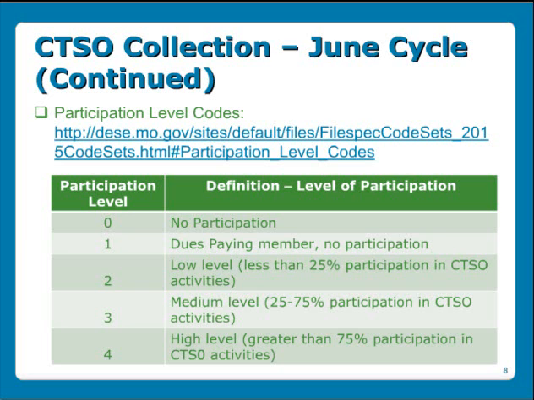A low level might be that they're only participating in very minimal projects at the local level. A medium level might be something where they're doing things at the local level as well as maybe district and state levels. High levels would be things such as participating as perhaps a national officer, a state officer, those sorts of things. Again, it's left up to the local districts to decide that, but hopefully these guidelines will be helpful.